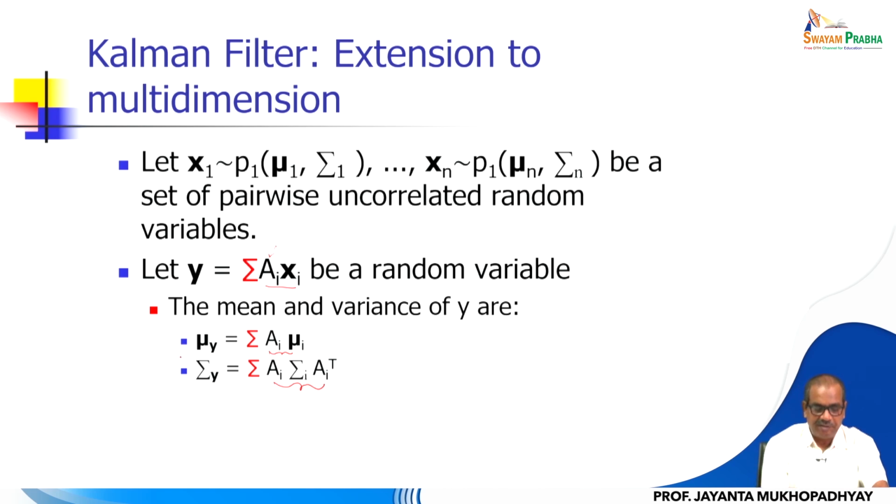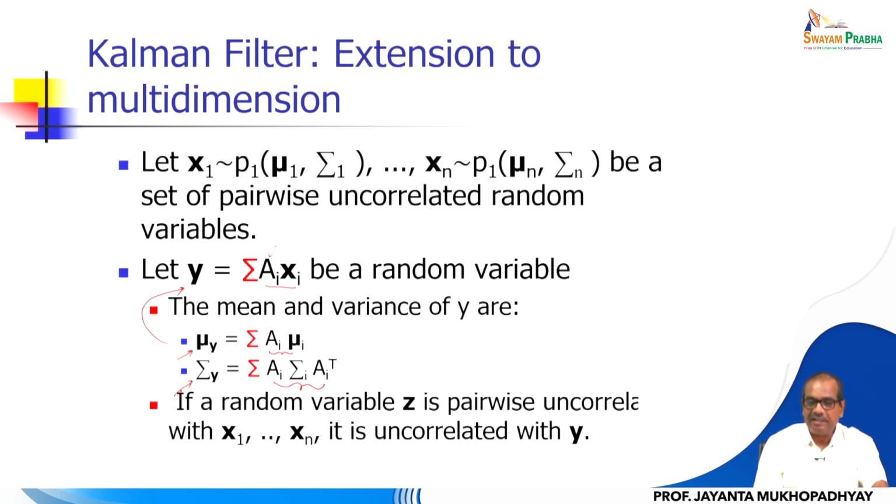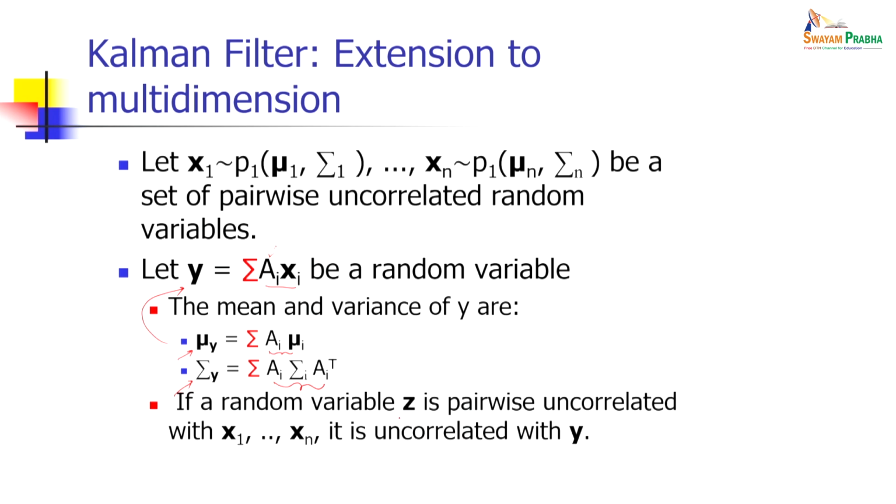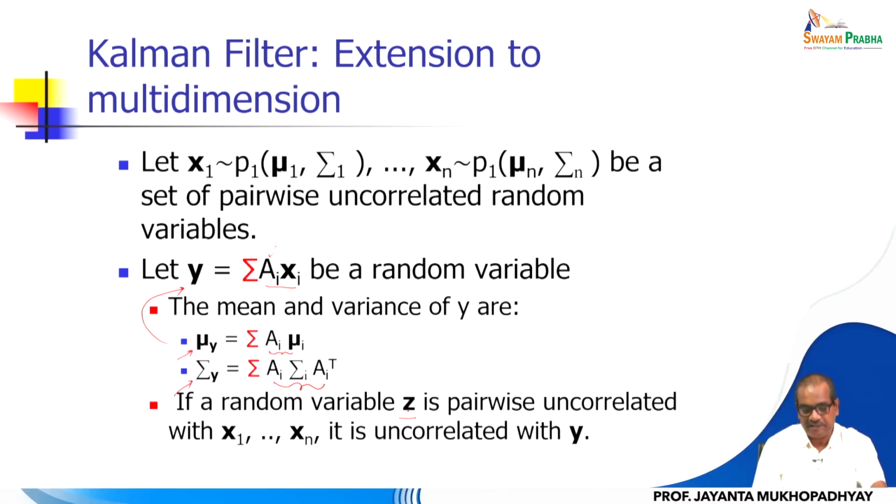So this is the mean of the variable y in the multidimensional case, and this is the covariance. This is how it gets affected. Once again, the same theorem is also true for the multidimensional variable z. If it is pairwise uncorrelated with all these variables, then it is also uncorrelated with y.